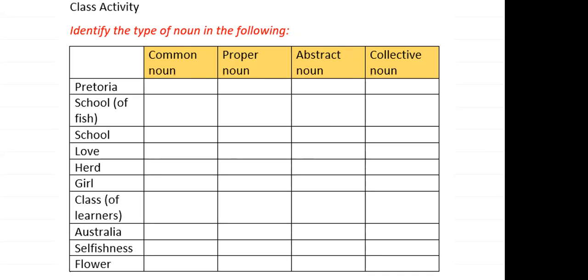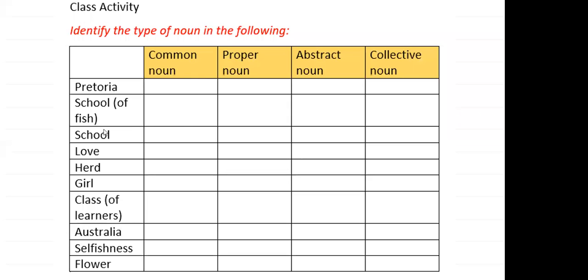What type of noun is school? It's a common noun. Yes, thank you so much. So yes, school is a common noun.